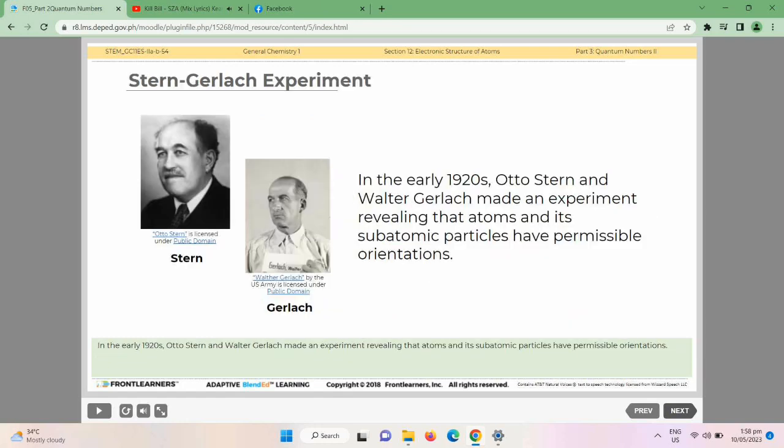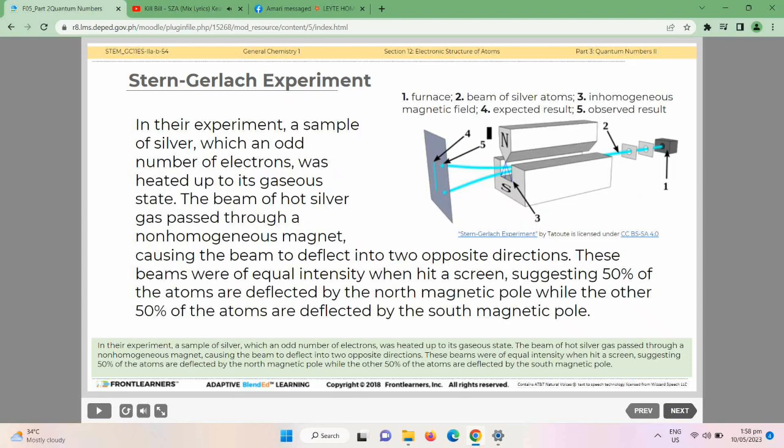In the early 1920s, Otto Stern and Walter Gerlach made an experiment revealing that atoms and their subatomic particles have permissible orientations. In their experiment, a sample of silver, with an odd number of electrons, was heated up to its gaseous state. The beam of hot silver gas passed through a non-homogeneous magnet, causing the beam to deflect into two opposite directions. These beams were of equal intensity when they hit a screen, suggesting 50% of the atoms are deflected by the north magnetic pole, while the other 50% of the atoms are deflected by the south magnetic pole.